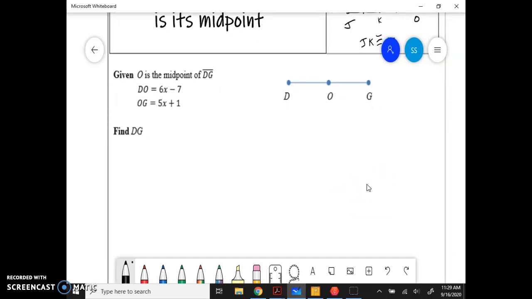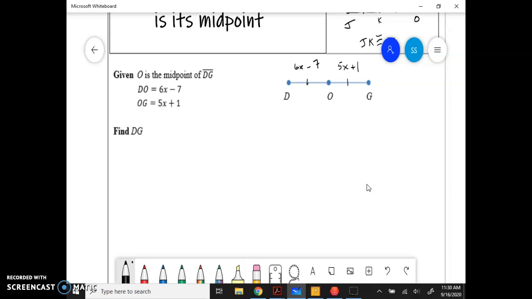So we have, given O is the midpoint of DG, and it says DO is equal to 6x minus 7, and OG is equal to 5x plus 1. Okay, so what we know is because O is the midpoint, that means that these two segments are congruent. And I always like to label these on top, right above. So it says DO is 6x minus 7, and OG is 5x plus 1.